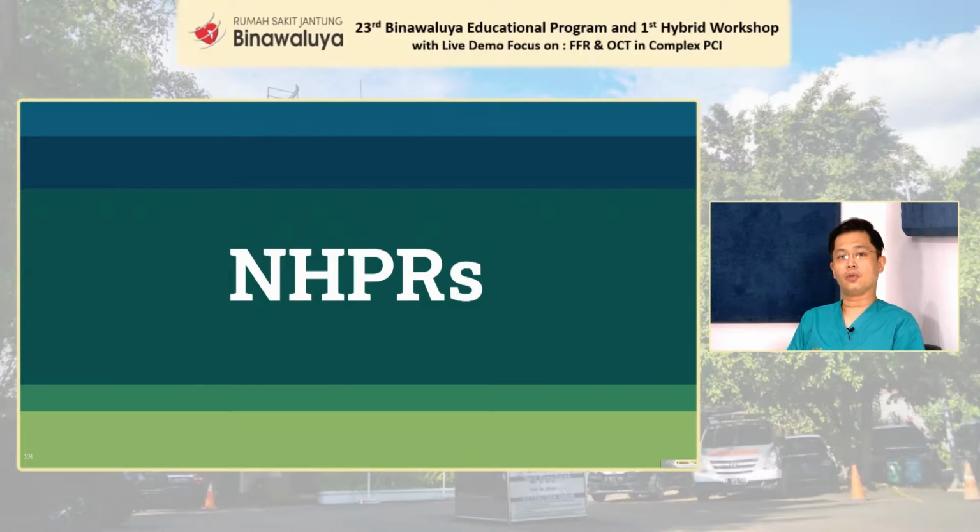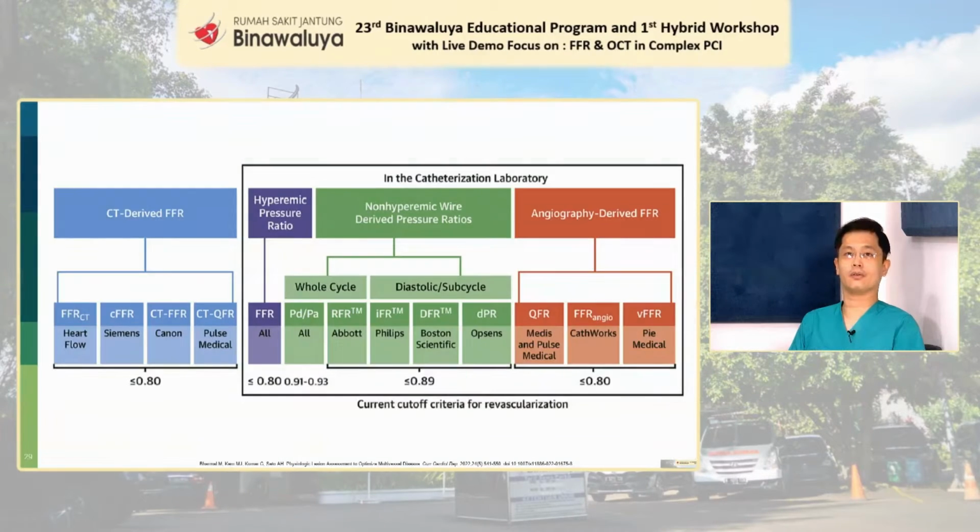Now, in 2022, of course, we are having lots of non-hyperemic pressure ratios available to all of us. And this is what you see on screen. This is by no means an exhaustive list, but you have got the RFR, which measures the whole cycle, and you have got the IFR, which measures at a specific diastolic component of the cardiac cycle. And of course, you have also got angiography-derived FFR and CT-derived FFRs as well.